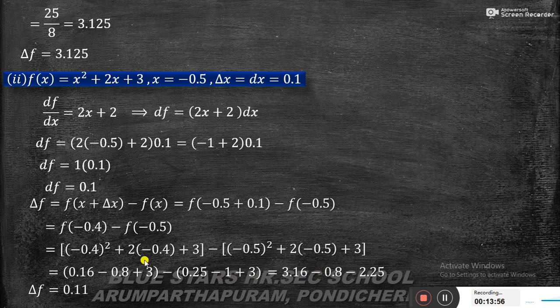Therefore we subtract this number. Here we write 3.16, that means we add 0.16 plus 3, and write minus 0.8. Next we add, that means minus 1 plus 3 is plus 2. So 2 plus 0.25 is 2.25. So in the next step we add all the numbers, and we get the answer del f equal to 0.11. This is the answer.